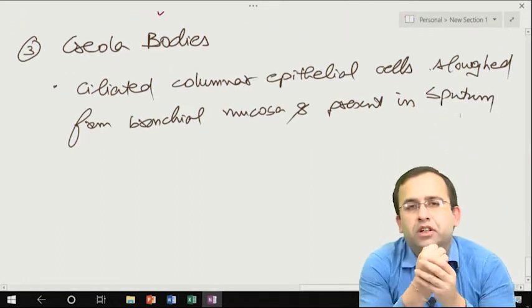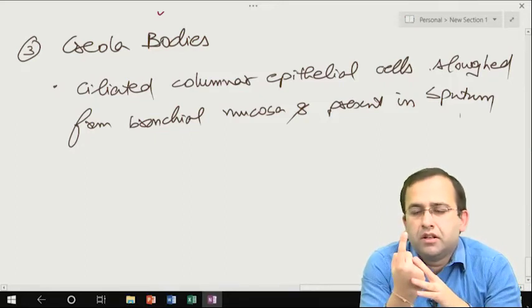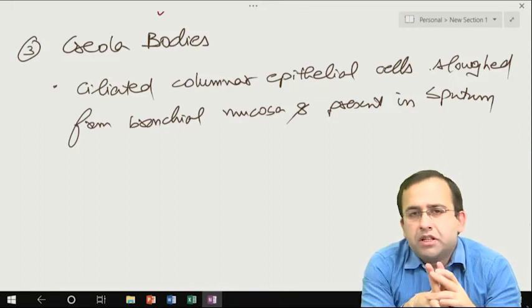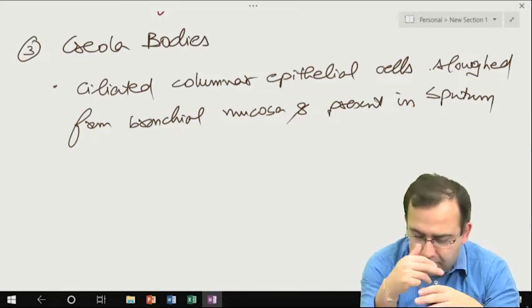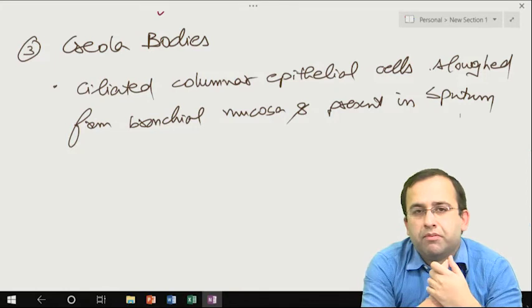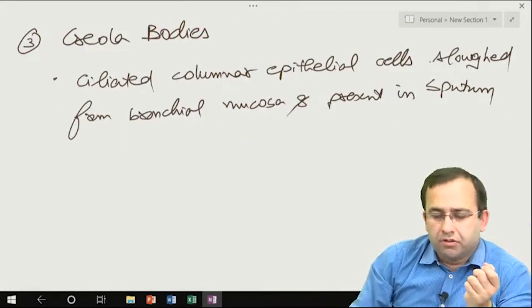So we have seen three microscopic features of asthma: Charcot-Leyden crystals, which were composed of the eosinophilic protein galectin 10, Curschmann spirals, which were the thick tenacious mucus plugs, and Creola bodies, that is sloughed columnar epithelial cells present in sputum sample. Done. So this finishes asthma.